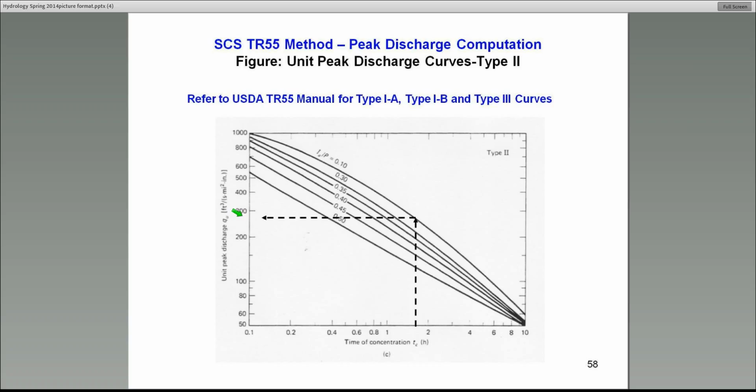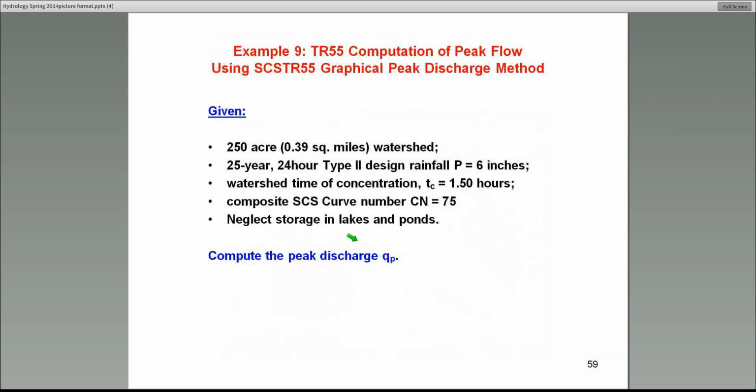It's based on this IA over P ratio. In my example, if the IA over P ratio is greater than 0.1, use the top curve. If it's less than 0.5, use the bottommost curve. In between, you can extrapolate. I'll show you the example that I've set up for you, how this will all work out.